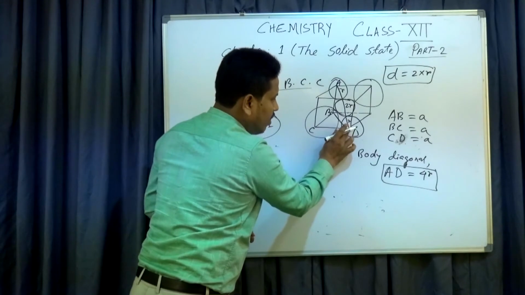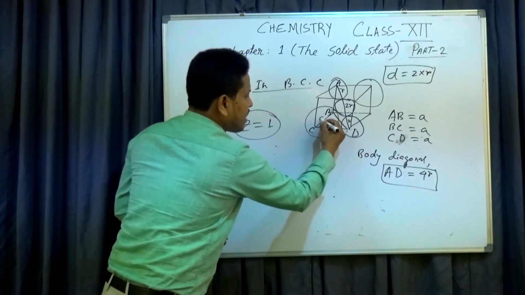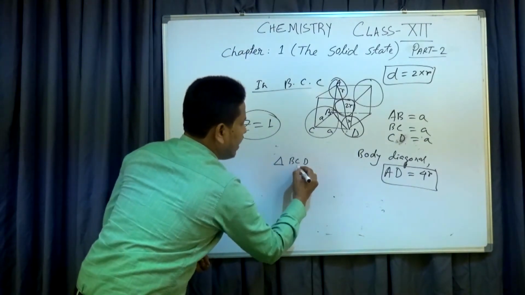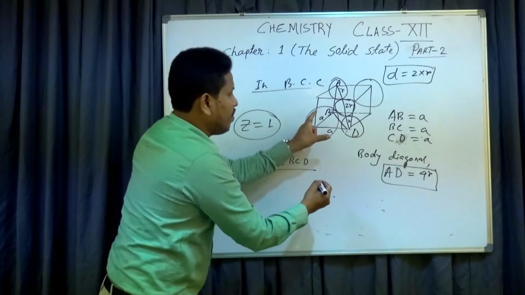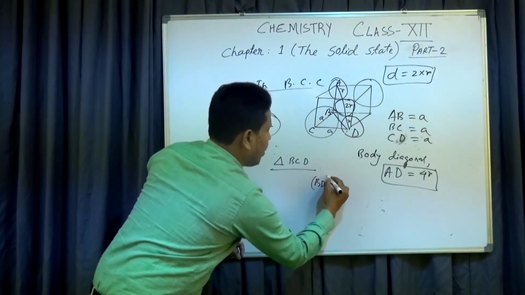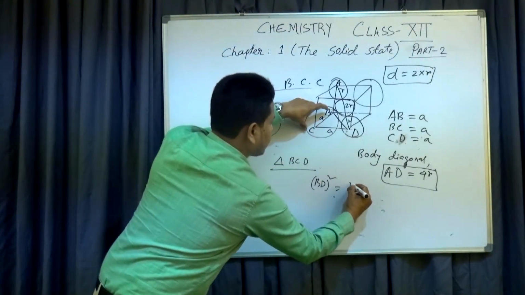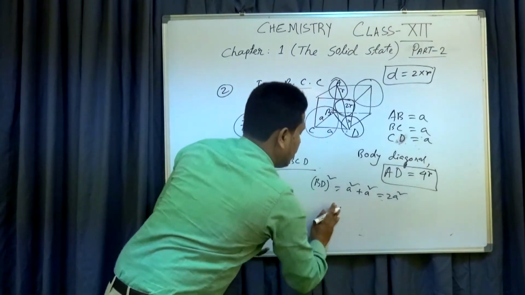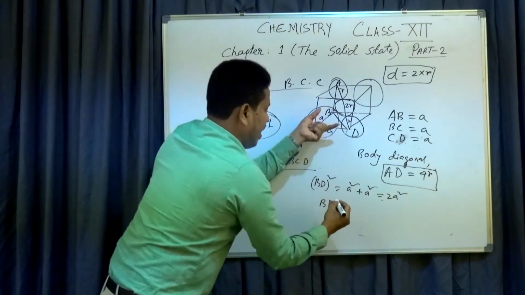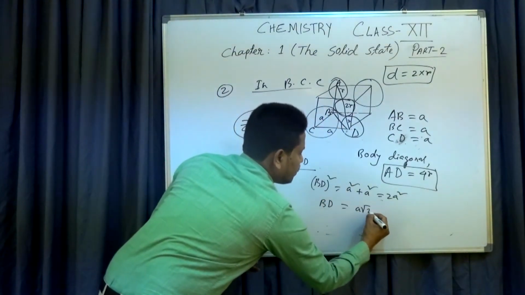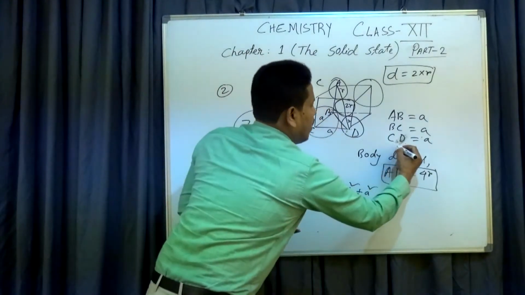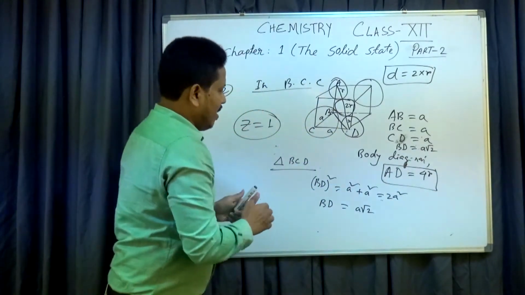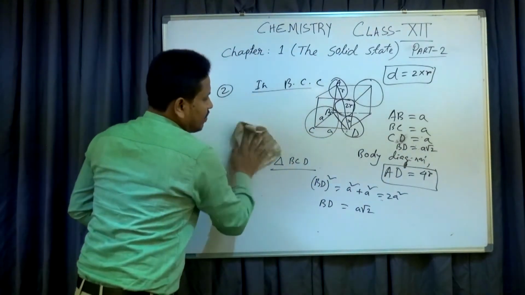So BC means edge length, CD means edge length. In right triangle BCD, applying the Pythagoras theorem, BD square equal to what? BC square, A square, plus CD square means A square. That is 2A square. That is, face diagonal BD is equal to A root 2. Face diagonal BD equal to A root 2. Understand?